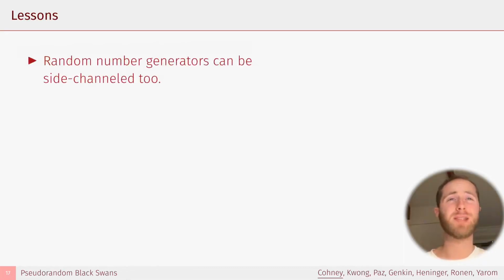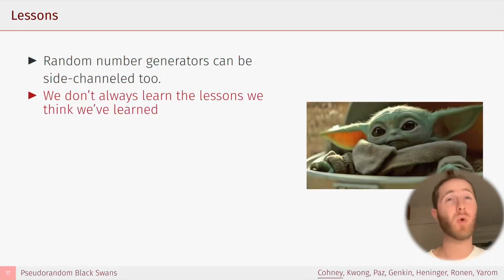What are our overall takeaways from this piece of work? Well, random number generators can be side channel too. It's not just encryption and signing that we need to worry about. We don't always learn the lessons we think we've learned. We should never use T-table AES anywhere, ever. This lesson is repeated time and time again, but it still appears not to have sunk in.